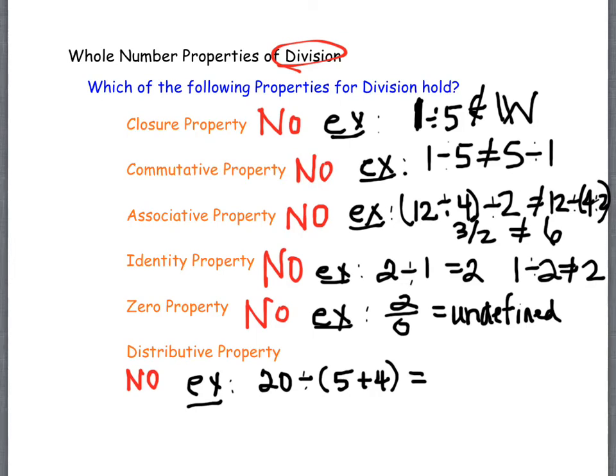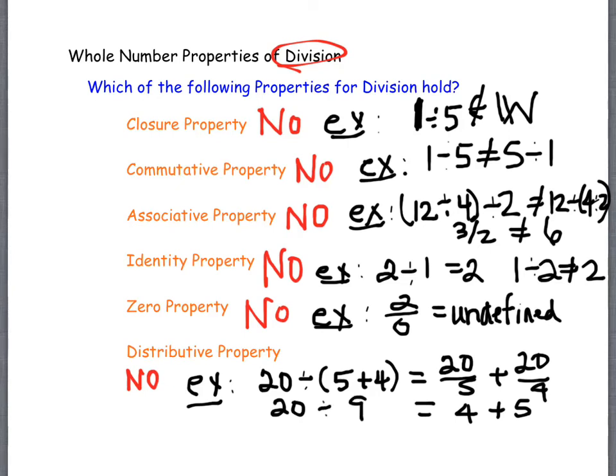Then if the distributive property worked, it would have to be true that 20 divided by (5 plus 4) is equal to 20 divided by 5 plus 20 divided by 4. What is 20 divided by 5? And what's 20 divided by 4? 5. So this would be 9 on the right, yeah? But what happens on the left? We would get 20 divided by 9. And is 20 divided by 9 equal to 9? No, it didn't work. However, it does work if we do it the other direction.